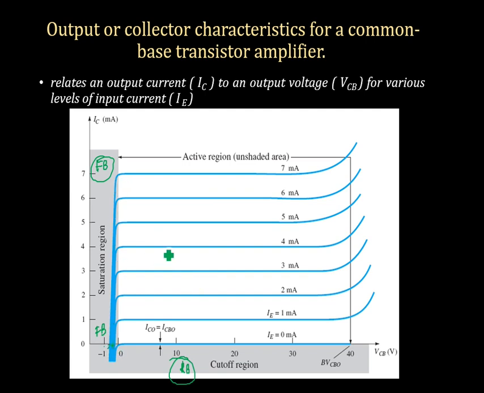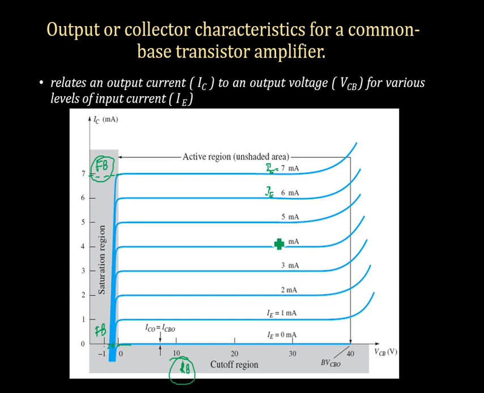But in the active region where we want to focus, you can note down that these curves are going parallel, and the value of IC is approximately equal to IE. This is the value of IE. You are plotting this curve for different values of IE. The first curve is plotted for IE equal to 1 milliampere, and this curve, this is the first curve, is plotted for IE equal to 0 milliampere.